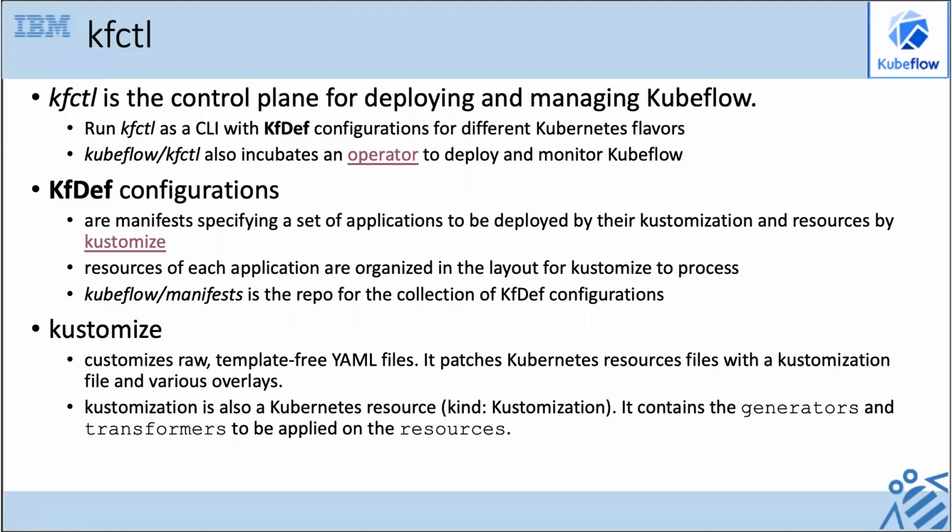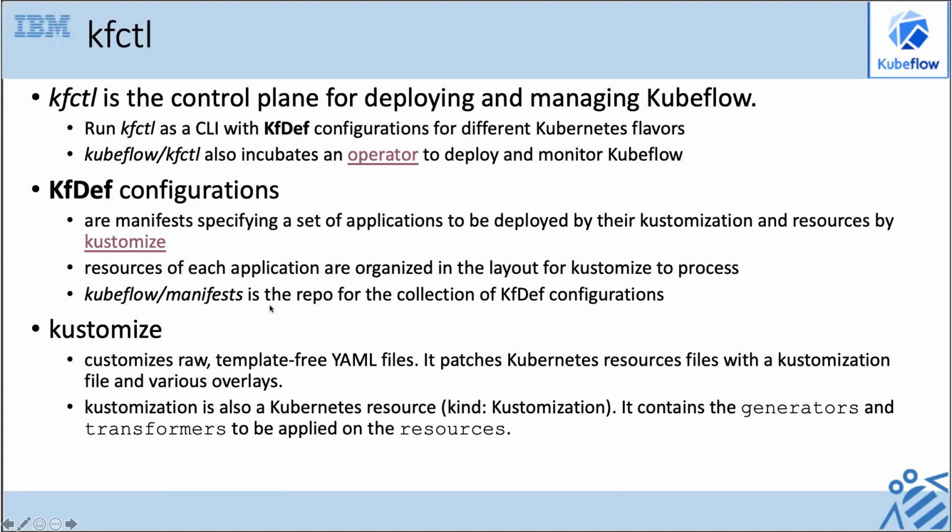So the KFDef contains all the resources for each application, and these applications are also organized in the layout that I was just talking about, which Kustomize is able to process. All these things are saved under the Kubeflow manifest repo, as a collection of the KFDef configurations, and we are just seeing it.